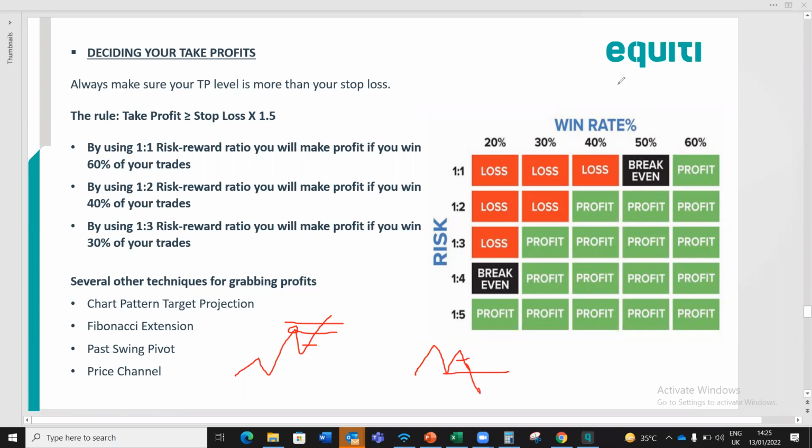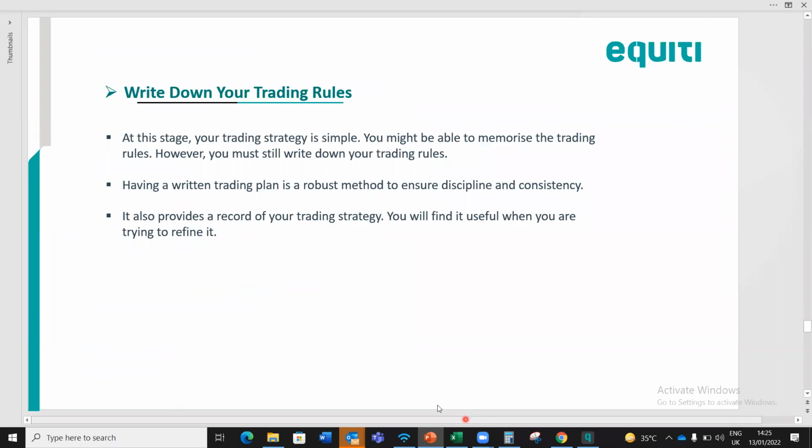All right, so this is how we can use our understanding of market structure to target our profits, our take profit price levels. We also can use the Fibonacci extension or past swing points, and also price channels. All these are methods we can use to decide our take profit level.